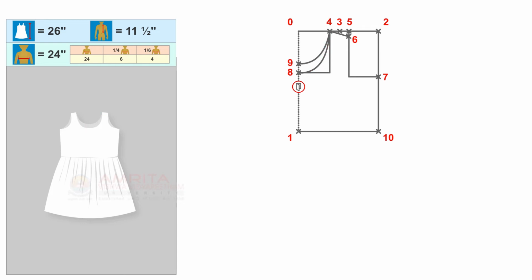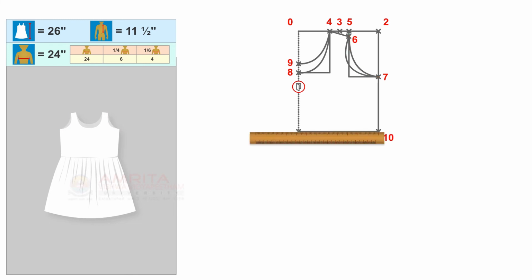Next, starting from point 7, we will shape the front armhole. Start drawing along the straight line, then curve into the bodice and join the straight line at point 6. This is the front armhole. Now we will shape the back armhole. Again, start drawing from point 7 along the straight line and continue to shape the curve, joining the straight line at point 6. This is the back armhole.